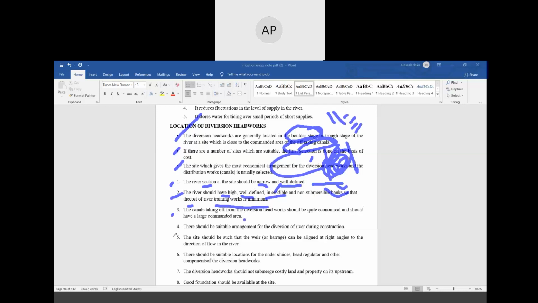Next, the canals taking off from the diversion headwork should be quite economical and should have a large command area. There should be a suitable arrangement for the diversion of the river at the time of construction. The site should be such that the weir or barrage can be aligned at right angles. There should be suitable locations for under sluices, head regulator, and other components of the diversion headworks.